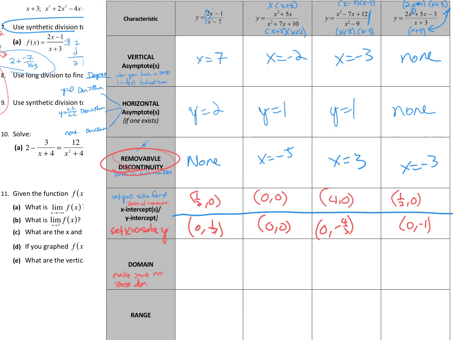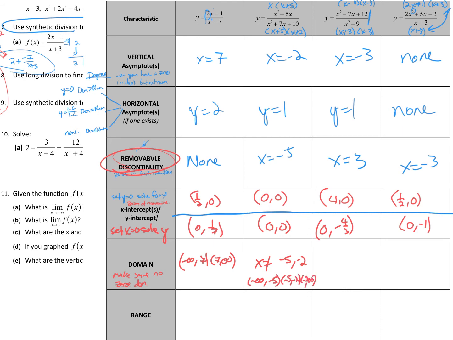So domain for this one, we are looking at the numbers from negative infinity to 7, and then from 7 to infinity. And the next one, just to ease up here, I'm not going to write this in interval notation. I'm just going to say x cannot equal -5 or -2. What that would look like is from negative infinity to -5, from -5 to -2, and from -2 to infinity.